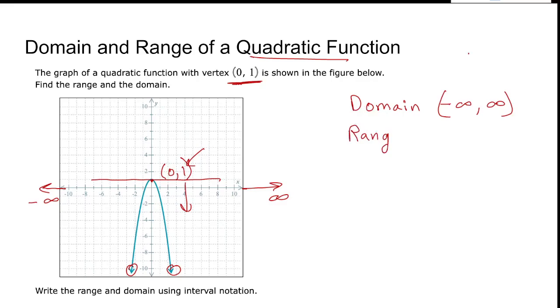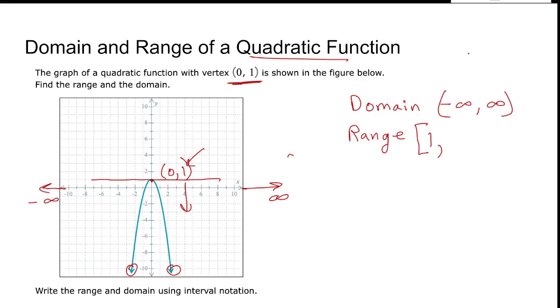And that is included, right? It is a point on the graph. And then it's going to go down to negative infinity. Okay, so I kind of got it backwards because we always have to list it from smallest to larger.